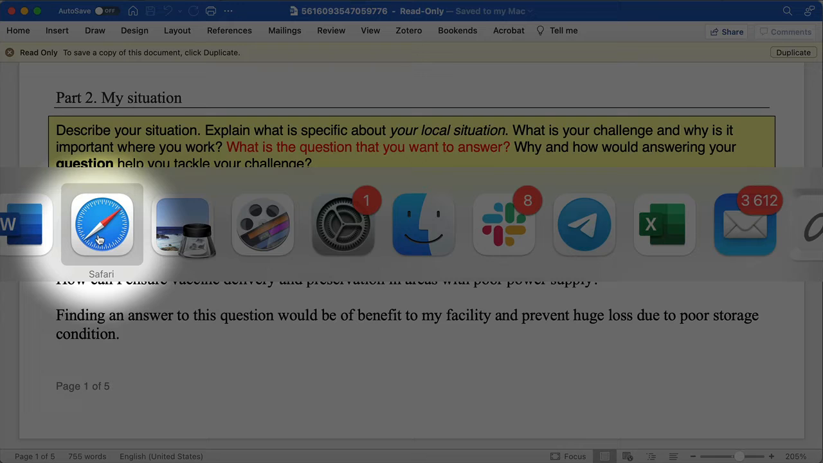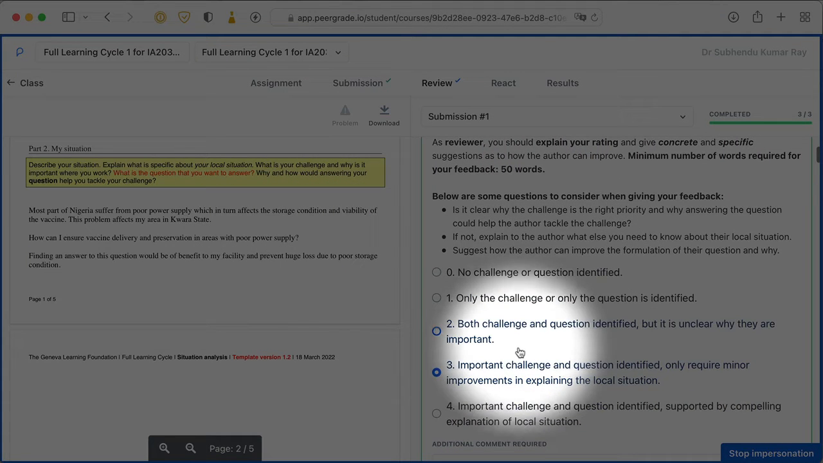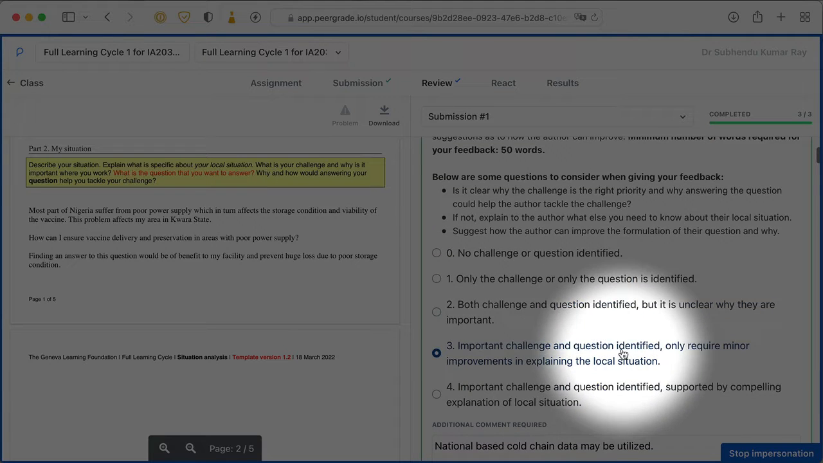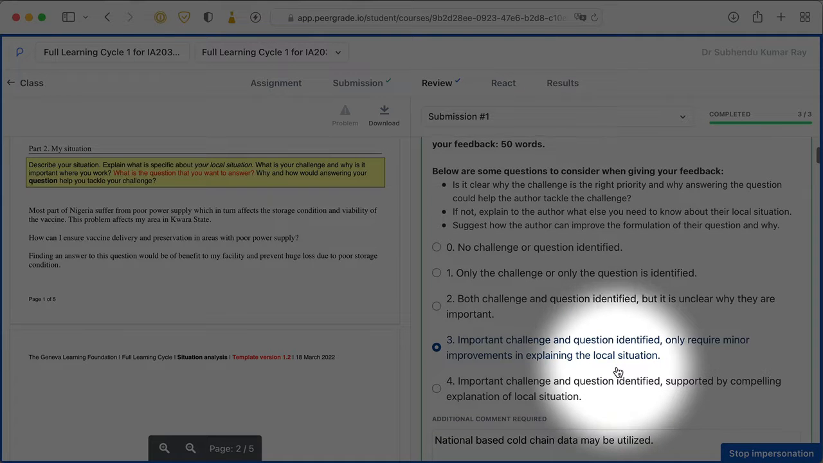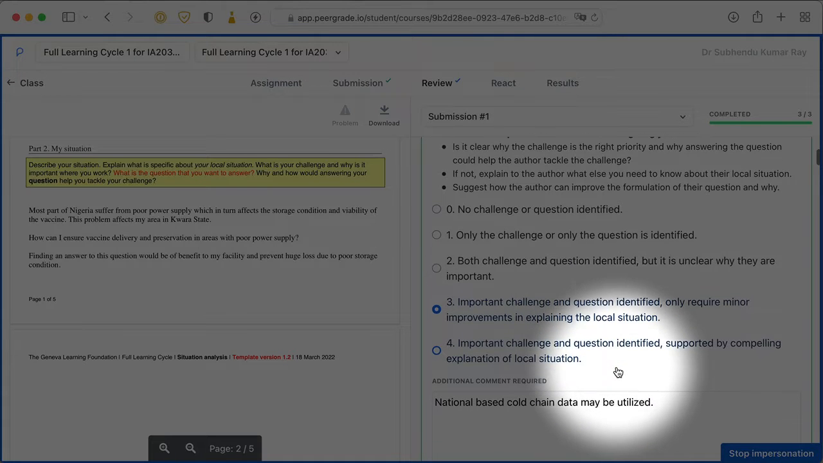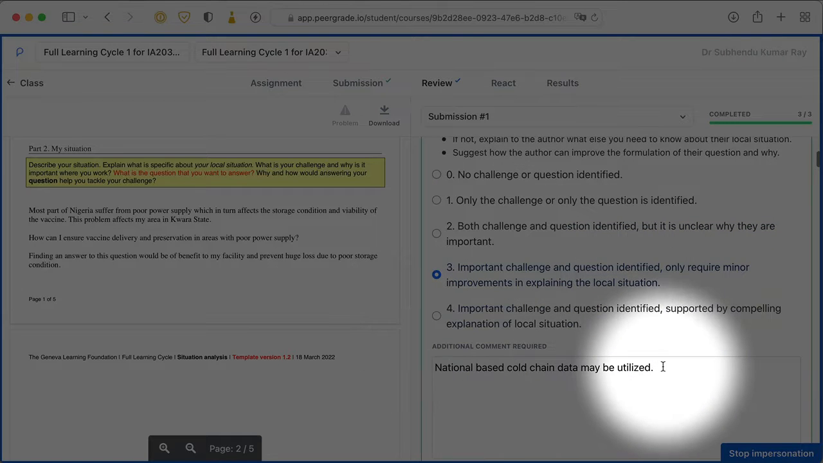There are additional considerations in the rubric, but let's look at what the reviewer has said. So here on the scale, important challenge and question identified only require minor improvements in explaining the local situation. Now, okay, so here the reviewer seems to have made a mistake.